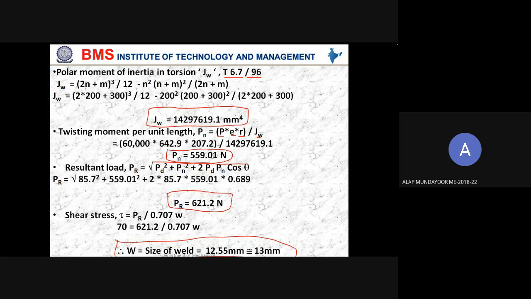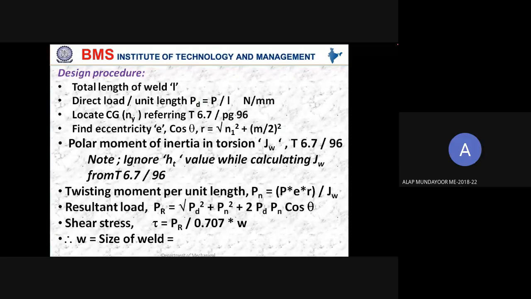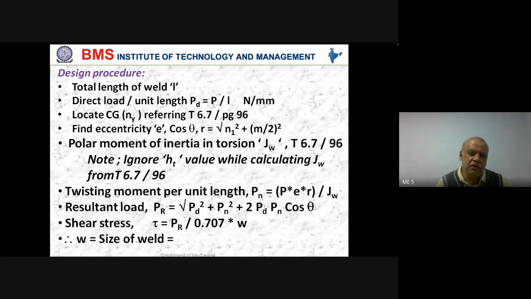The formula shows HT before the whole formula of polar moment of inertia. That is what I had given you here as a note. Ignore the HT value while calculating JW. Right?